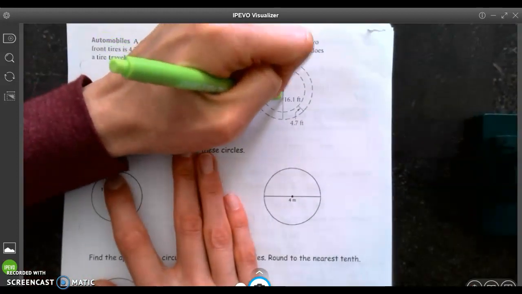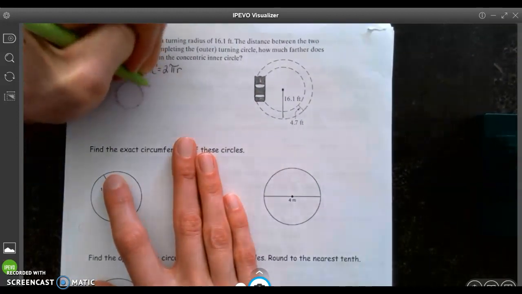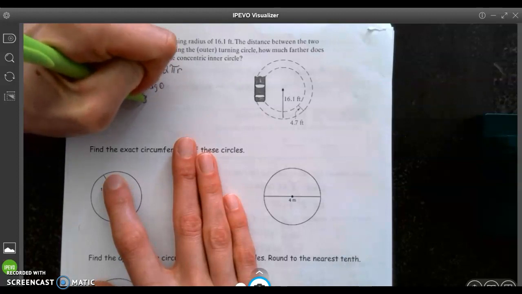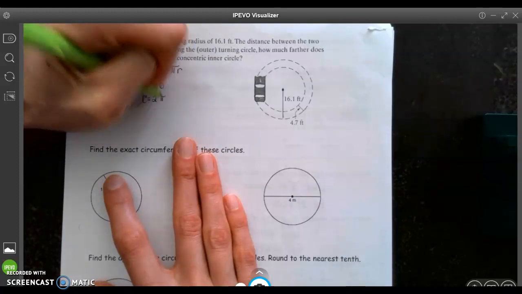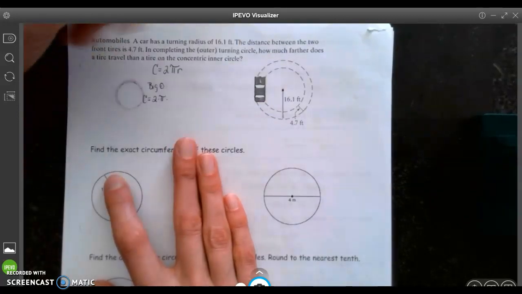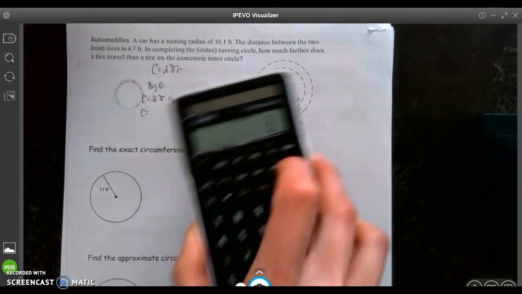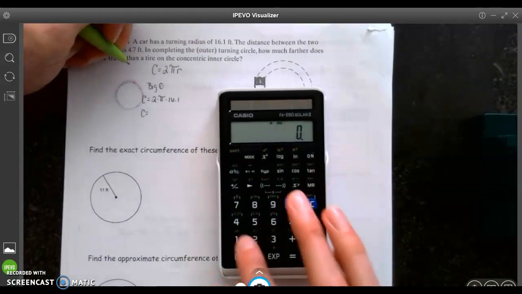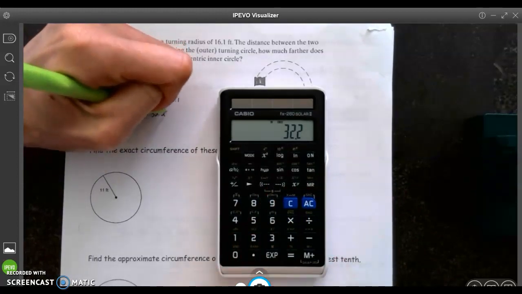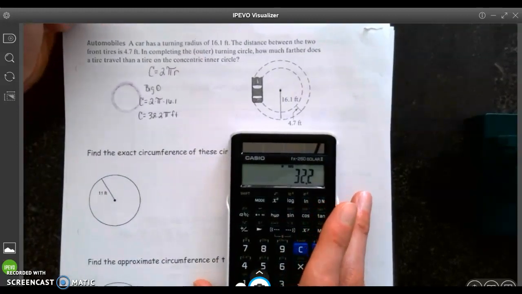We can see we have a radius here. So we're going to use circumference equals 2 times pi times the radius. I'm going to do the big circle first. So circumference equals 2 times pi times the radius, which is this 16.1. So that circumference, 16.1 times 2 is 32.2 pi. I'm going to leave it exact for right now. Pi feet. So that's the big circle.